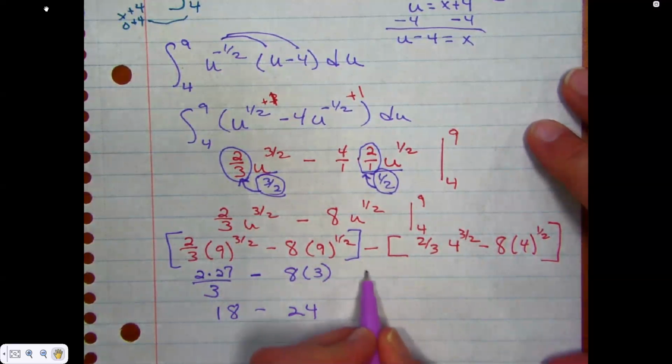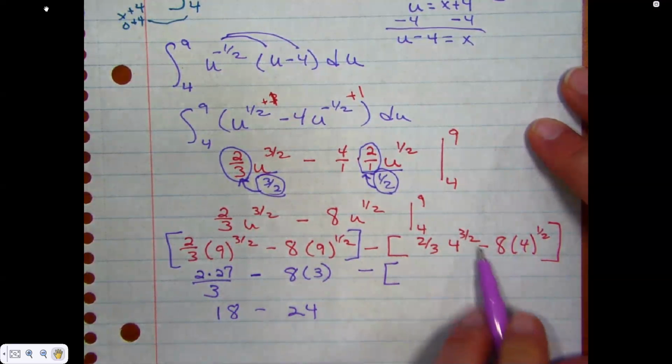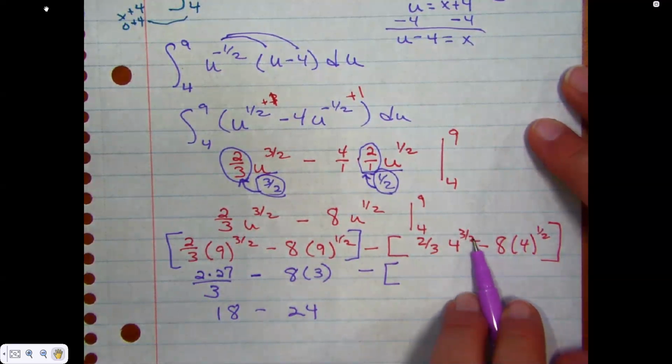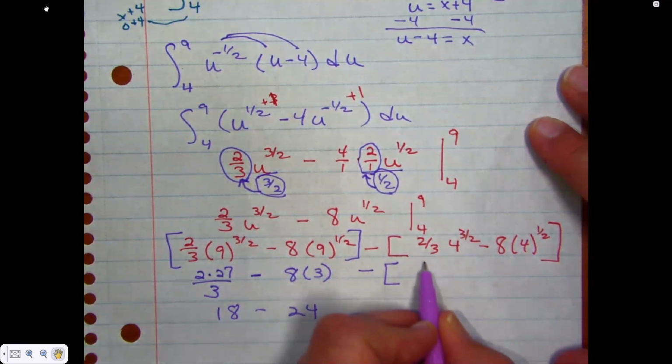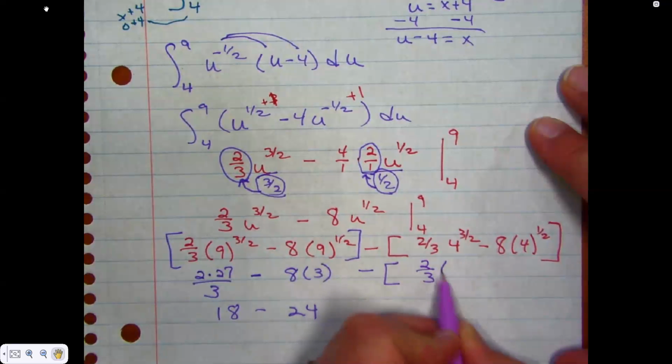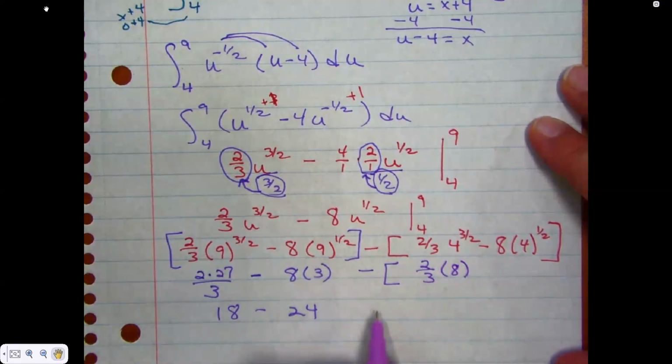And then same thing here, take your time. It's not as bad as it looks. Or if you type it into your calculator, that's more than fine. Square root of 4, that 2 means square root. So the square root of 4 is 2. 2 to the third is 8. We've got 2/3 times 8. There, nothing cancels. So we do have 16/3.